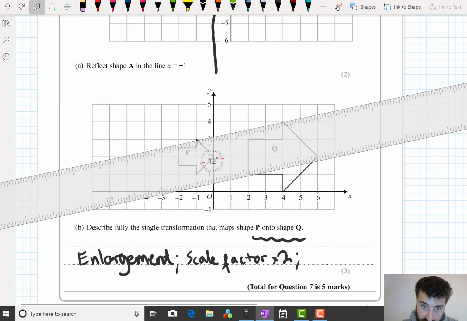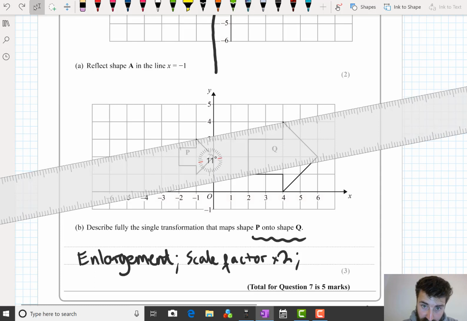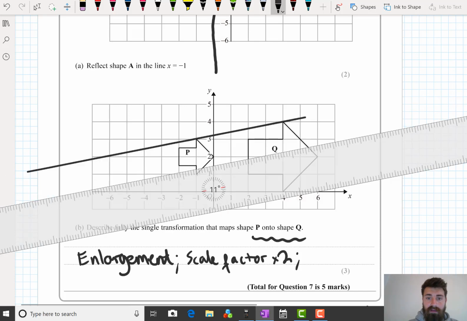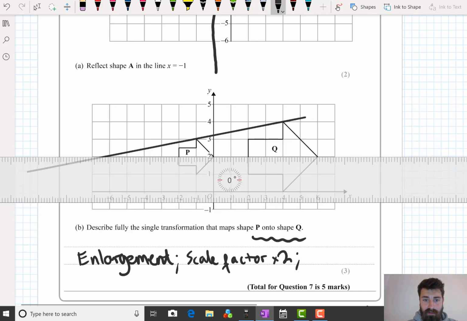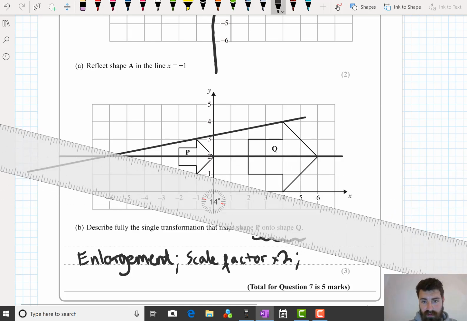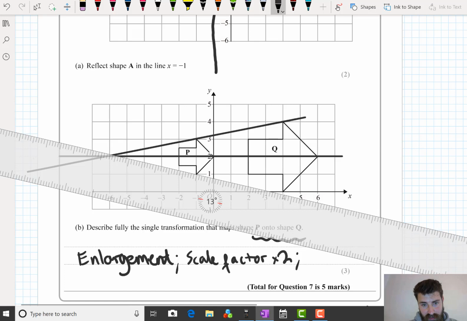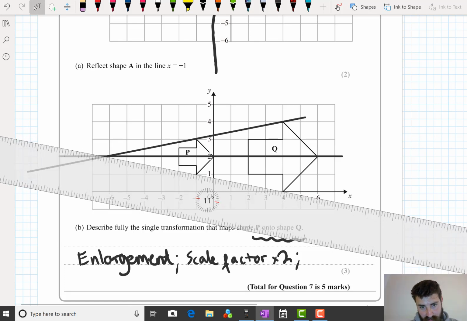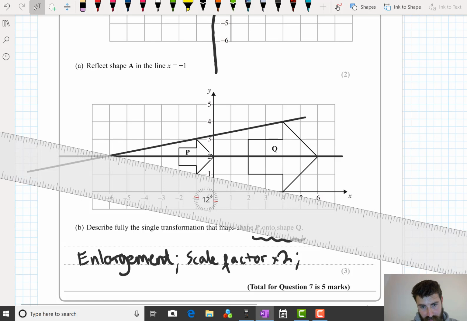Match each of the corners up. You can call them a vertex if you like, if you want to be smart and sophisticated with your language. A vertex. Keep going all the way back. Match another one up. I'm going to go for this one. I'm going to see where these lines meet. I'm going to do another one. In fact, you could do all of them. Each of these lines which you're drawing are called rays, and the rays will all meet at one point, which we call the centre of enlargement.